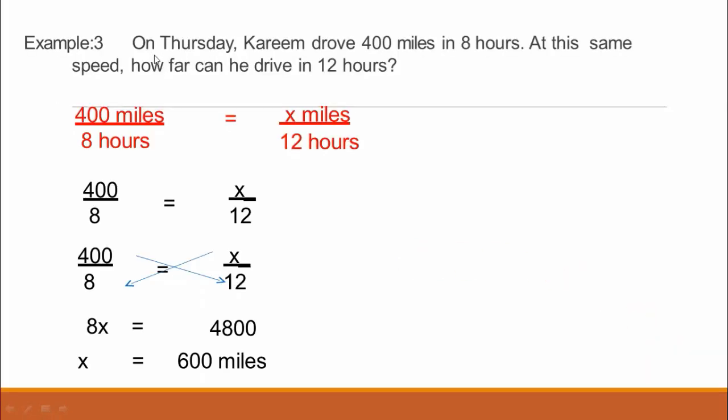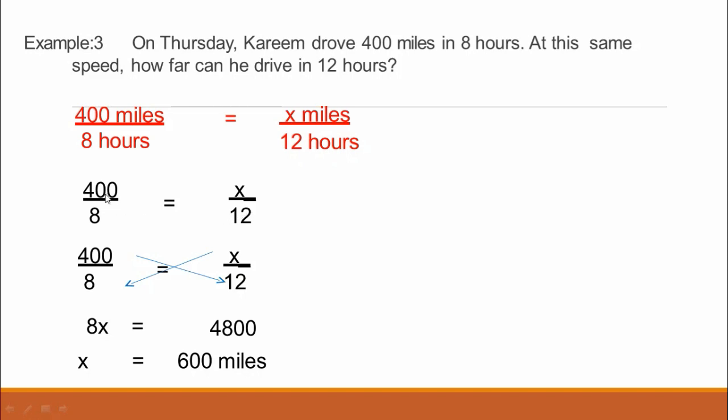Third, a word problem. On Thursday, Kareem drove 400 miles in 8 hours. At this same speed, how far can he drive in 12 hours? So we can write 400 miles divided by 8 hours, 400 ratio 8 hours, and x means this is the unknown. How far can he drive in 12 hours? 12 hours is known for the second ratio, and how far can he drive? x means unknown. So 400 divided by 8 is equal to x divided by 12.